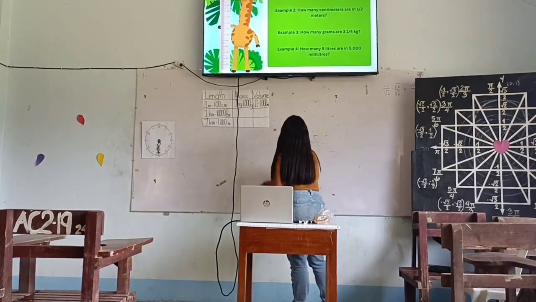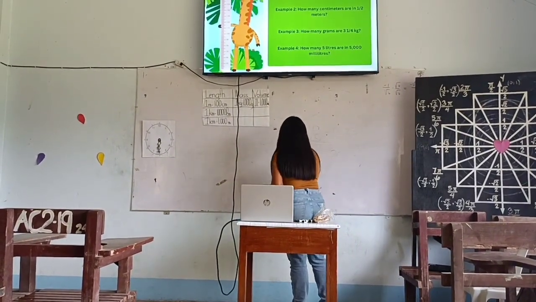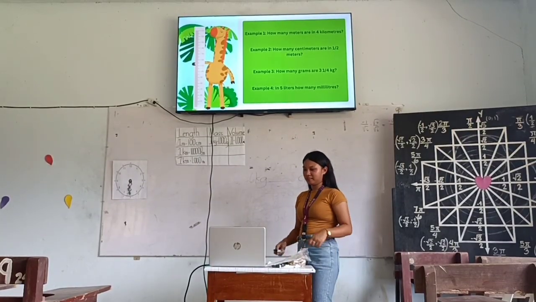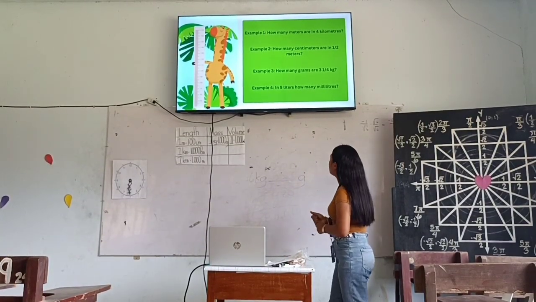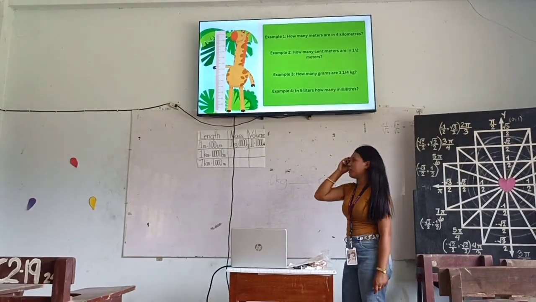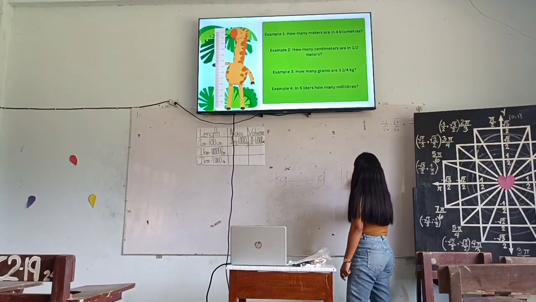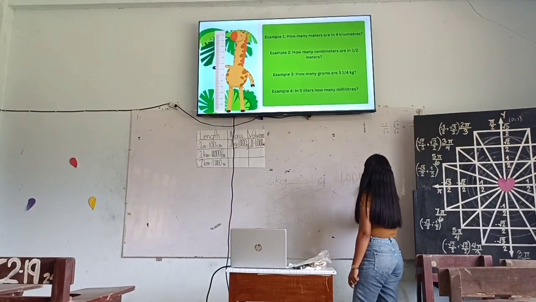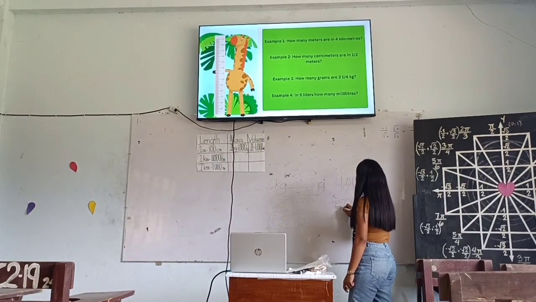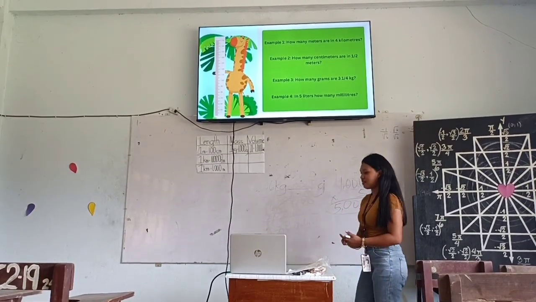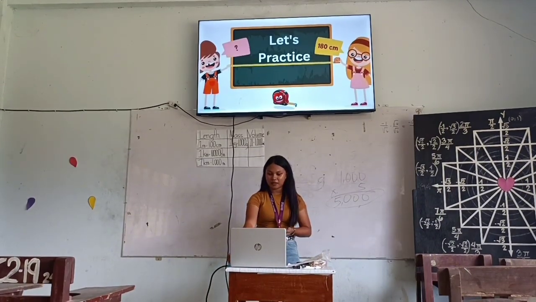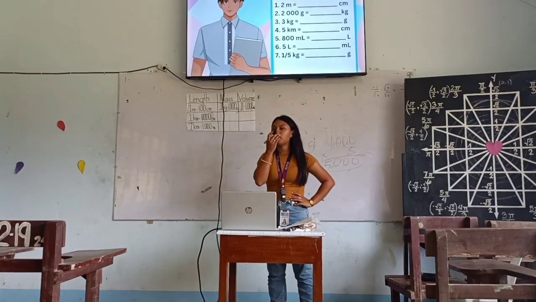Alright, now let's move on to example number 4. How many milliliters are in 5 liters? So we are going to solve for the milliliters. We are going to multiply 1,000 times 5 liters. So 5,000 will be the answer. Now you are going to practice your understanding based on this. Who wants to volunteer?